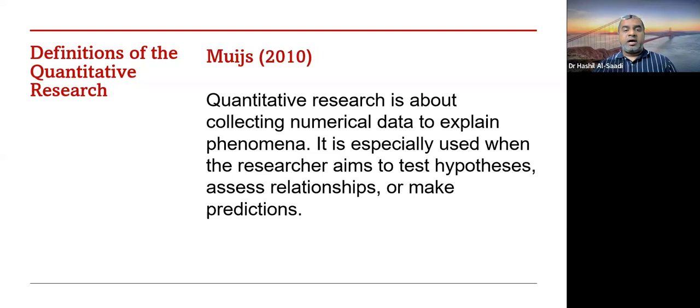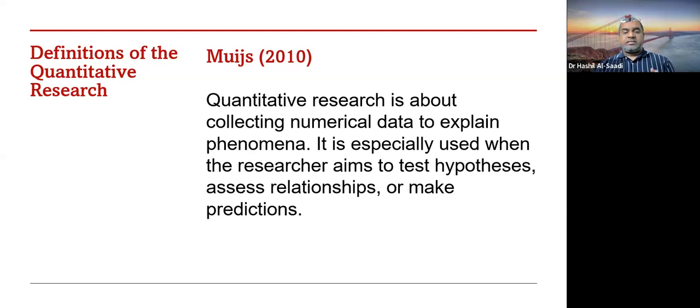Let's look at another one by Muijs in 2010. They say that quantitative research is about collecting numerical data to explain phenomena. Okay, phenomena, ظواهر. So it's research about collecting numerical data to explain phenomena. And look at the phrase numerical data. Okay, that's important. So it is especially used when the researcher aims to test hypotheses, assess relationships, or make predictions.